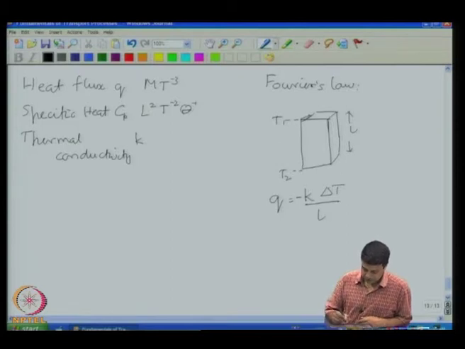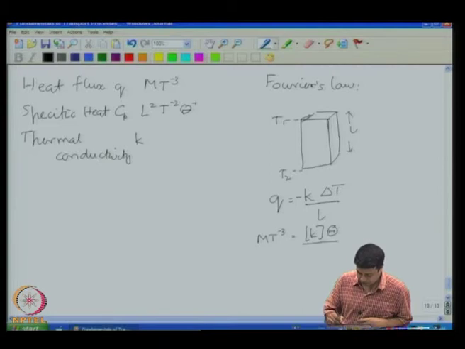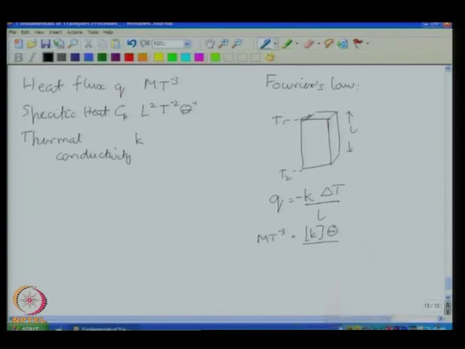So writing down the units of this, m T power minus 3 is equal to the dimension of the thermal conductivity times the dimension of temperature theta, divided by the dimension of length, which is L. So putting all of these together, we find that the dimension of thermal conductivity is m L T power minus 3 theta inverse. Now, one could look at other simple dimensions. For example, acceleration due to gravity has the same dimension as acceleration itself.